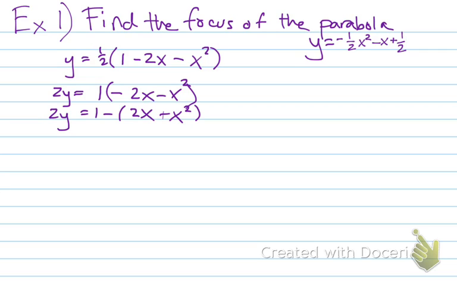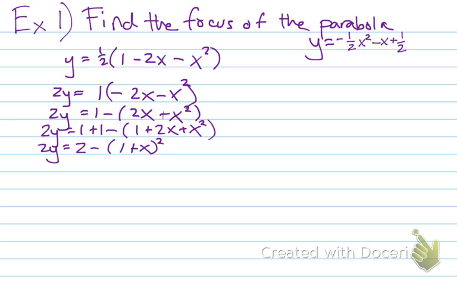In order to complete the square, I'm going to add 1 inside the parentheses, because it's x squared plus 2x. Obviously, to complete the square, you divide 2 by 2 and square it. So 2 divided by 2 is 1, squared is 1. I'm going to add 1 inside the parentheses, but since it has the negative in front, it's actually subtracting 1. And then I'm going to add 1 outside the parentheses. So I have 2y equals 1 plus 1 minus the quantity 1 plus 2x plus x squared, which simplifies to 2y equals 2 minus, that factors to 1 plus x quantity squared.